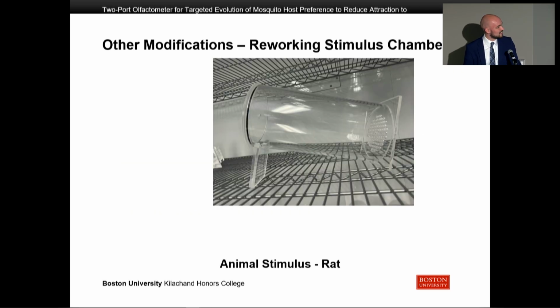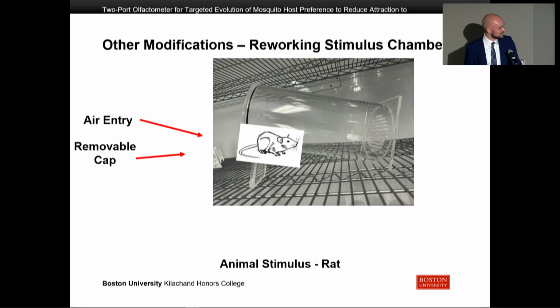Anyway, here's the rat chamber. The thing about this one is it has this nice little lid with a rubber seal around it where you can take the lid off, put your rat in, and yeah, location of things got a little messed up, but you can get the idea.